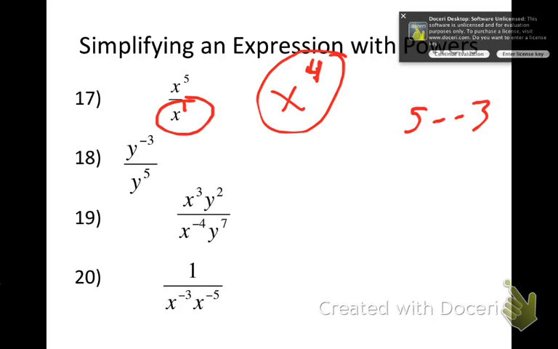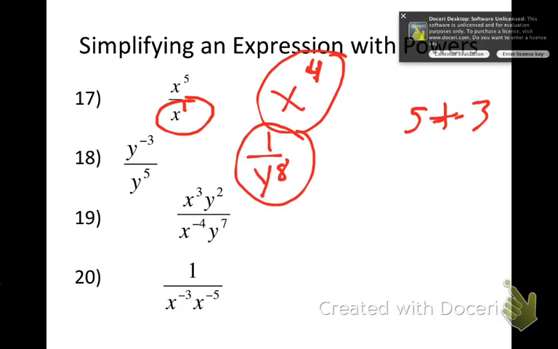5 minus a negative 3 actually becomes a plus. 5 plus 3 is 8. It was larger in the denominator, so I'm going to keep it in the denominator. I get 1 over y to the 8th. Now, I tell you to do it that way because it kind of eliminates a step.